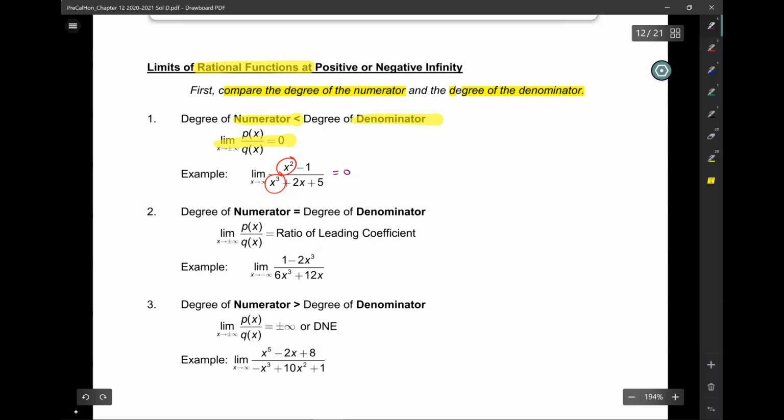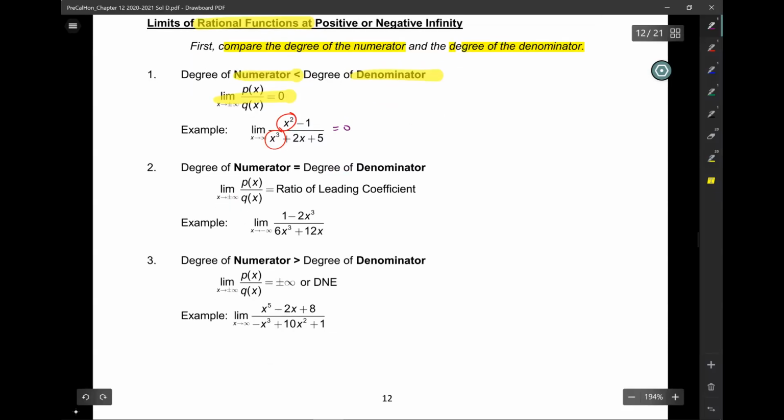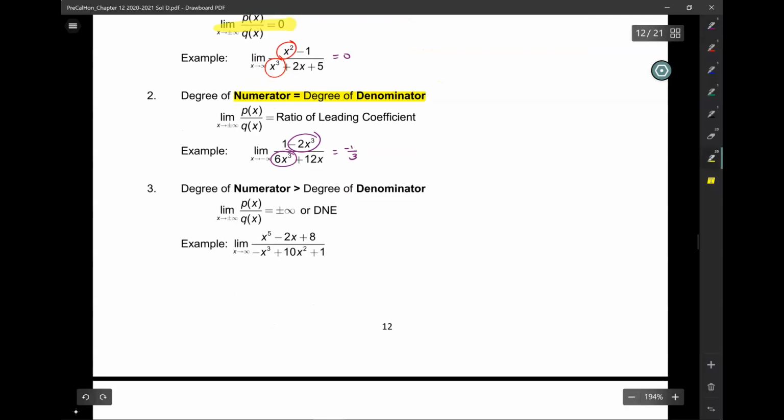That's it. I feel like we learned this when we were doing asymptotes. When the degrees are equal, you just take the ratios. Exactly, we did this all during asymptotes. Negative 2x cubed over 6x cubed is negative 1/3. They're the same degree, so it's negative 1/3.